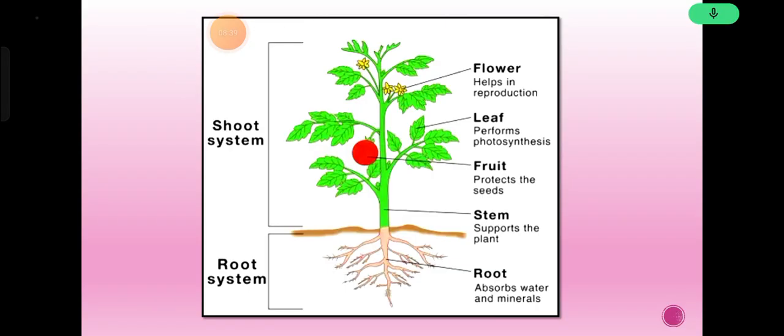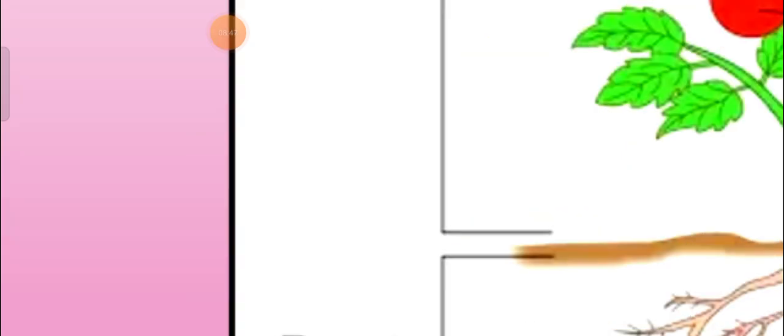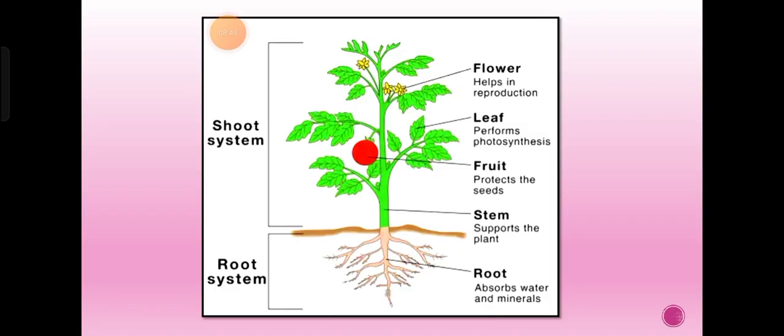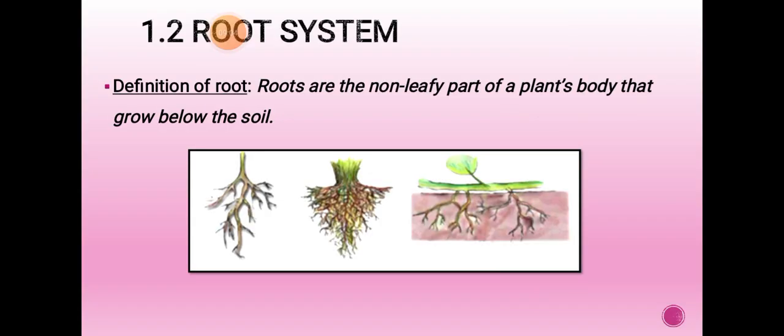Okay, so all types of reproduction, whether sexual or asexual, take place in the flower. The flower plays the main role. Without the flower, you will not be able to grow the plants. If you want to grow plants, what you actually need is a flower. Okay. Now root system.